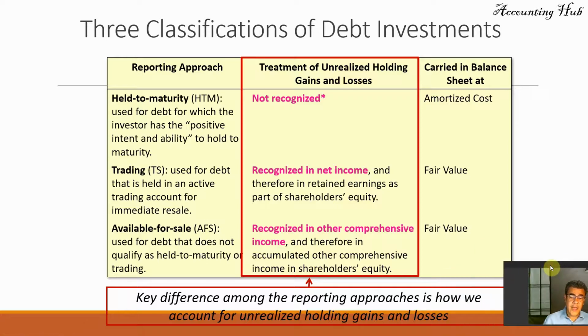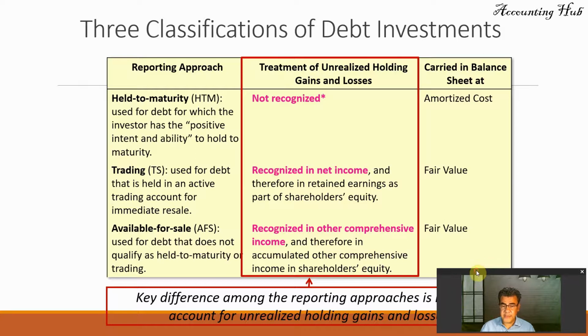The key difference among the reporting approaches is how we account for unrealized holding gain and losses. For instance, oh, and by the way, if you have questions about other comprehensive income, we had a video about other comprehensive income statement, and it is in our video description.